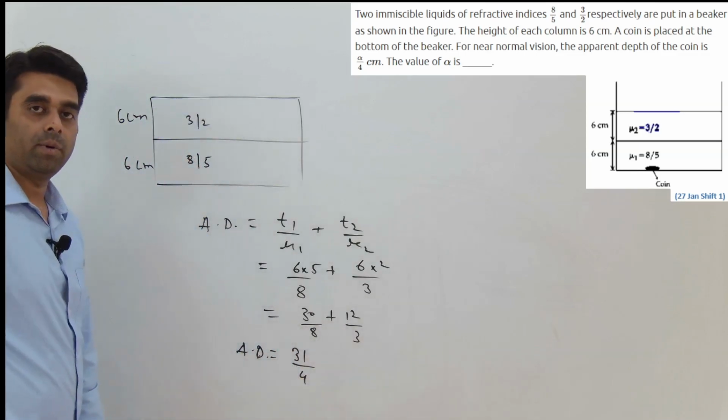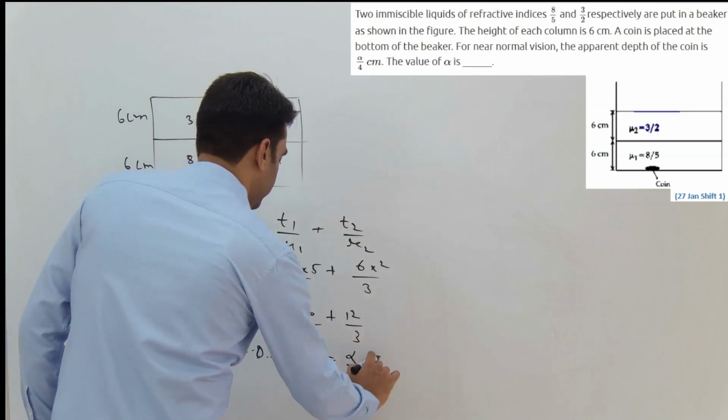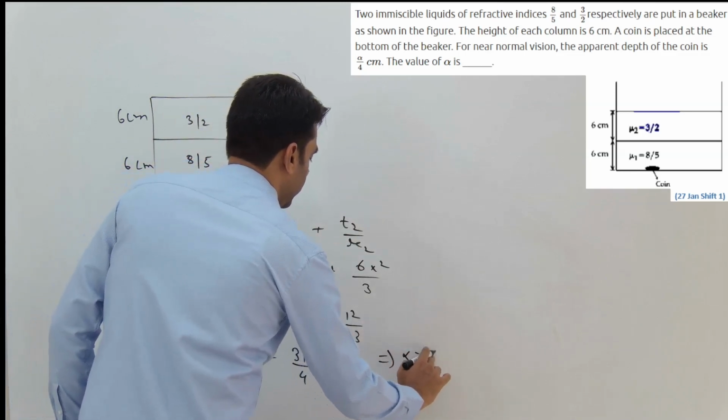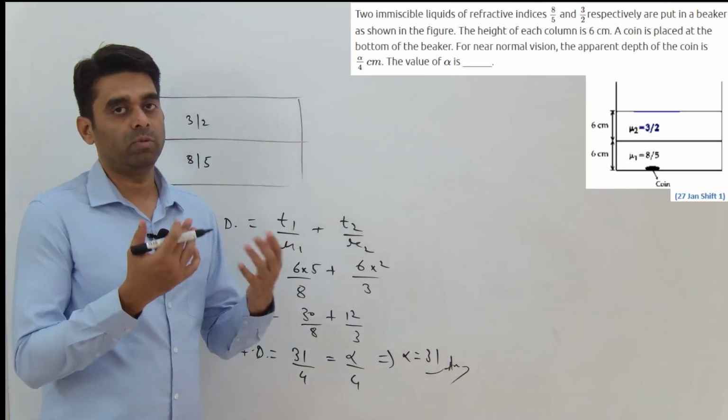31/4. It will come out to be 31/4, and in our question it is given to us as alpha by 4. Therefore, the alpha value will come out to be 31. So the answer for this question will be 31. Let us move ahead to the next question.